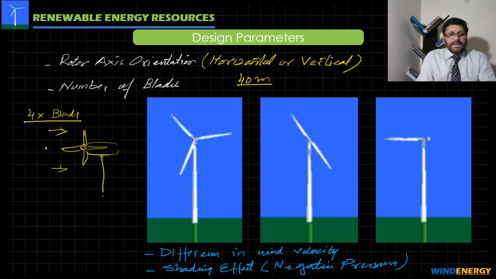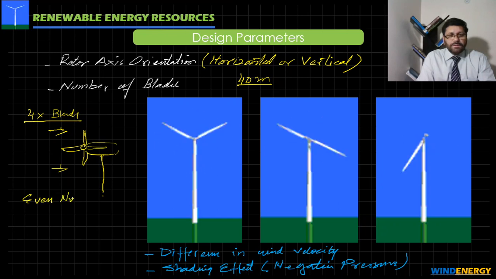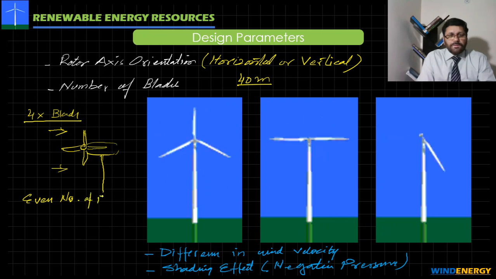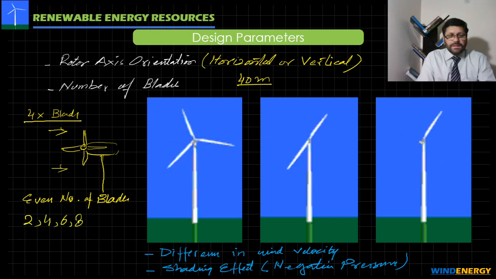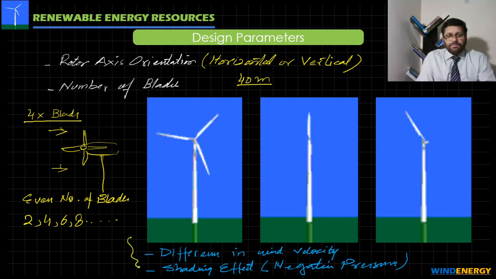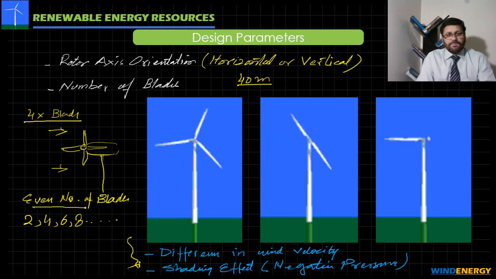So the conclusion is that even number blade turbines, like 2, 4, 6, 8 and so on, are going to confront these problems. So these even number blade designs of wind turbine are not considered suitable.